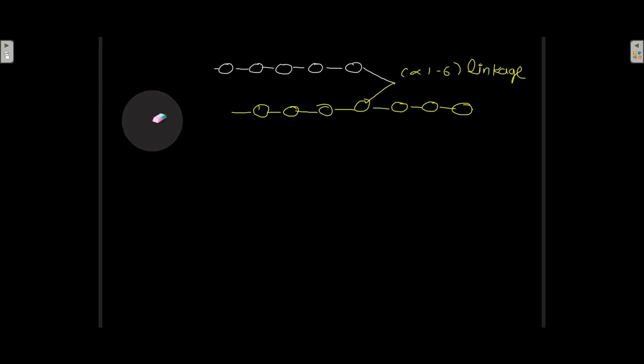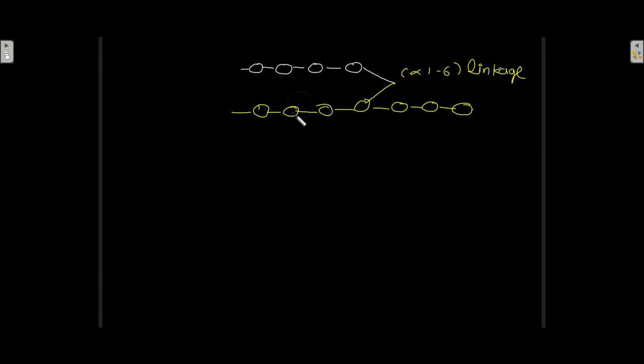Now as you can see, there are 4 glucose residues remaining, and at this point your glycogen phosphorylase cannot act. It cannot act now because of the fact that 4 glucose residues are remaining. It loses its activity here.